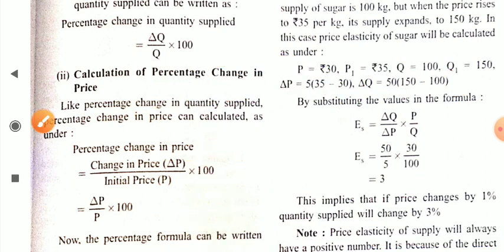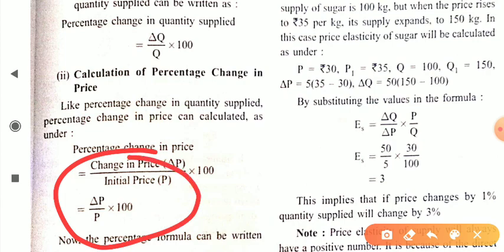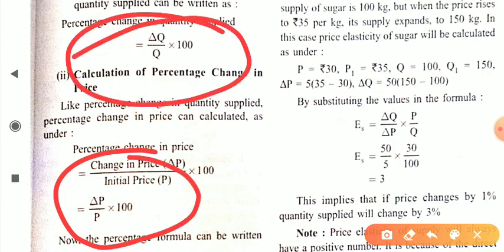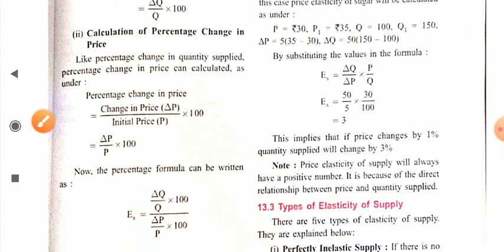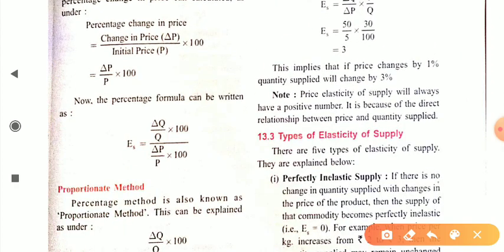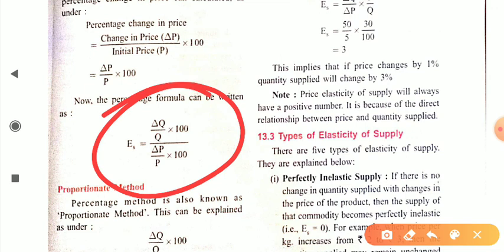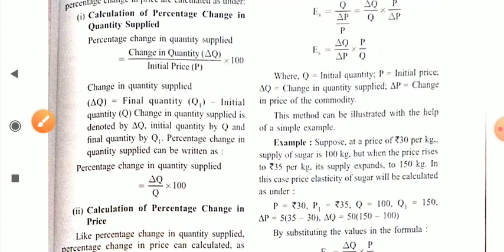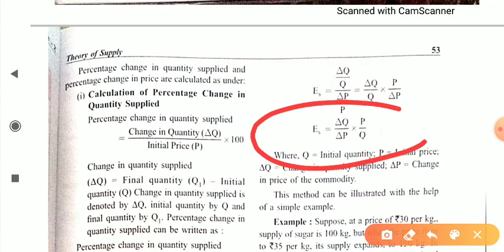Okay student, so this is the formula of percentage change in price, and this is the formula of percentage change in quantity. When you put these formulas into algebraic form, as our formula stated, elasticity of supply is percentage change in quantity supplied divided by percentage change in price. When you put these together, you find our main algebraic formula: elasticity of supply is delta Q upon delta P into P upon Q. It is similar to our demand formula, but this time we have elasticity of supply.